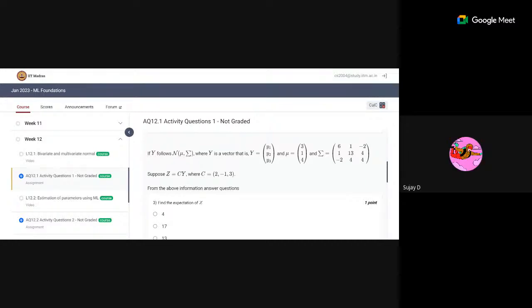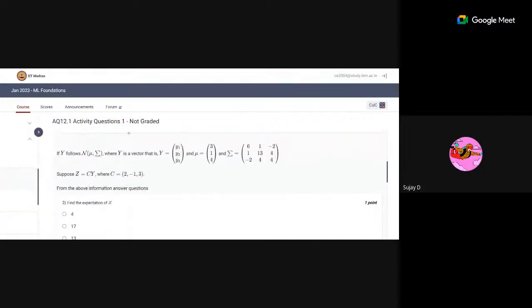Excuse me, ma'am. If I want to write the density of Y, then I need to determine the determinant of sigma, right? But here it is 3x3. So sigma will always be a square matrix only, right, ma'am? Yes, it will be a square matrix.